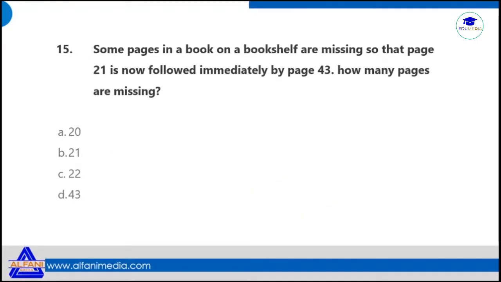The next question: some pages in a book on a bookshelf are missing, so that page 21 is now followed immediately by page 43. How many pages are missing? So we were having page 20, then page 21 is supposed to continue, but just after page 21 we have page 43. So how many pages are in between page 21 and page 43? You have to count the pages between that.